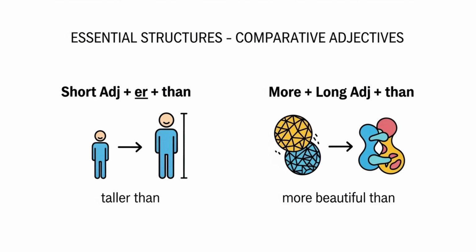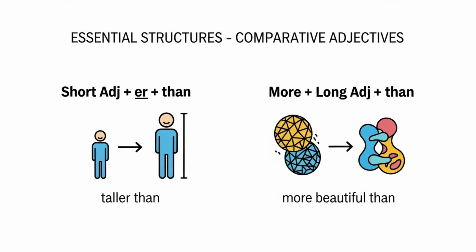For B1, we need to master 3 key comparison structures. The first one is comparative adjectives. With short adjectives, which have only one syllable, we add "er" at the end of the word, and then use "than" to compare. For example, the summer in Spain is hotter than the summer in the UK.